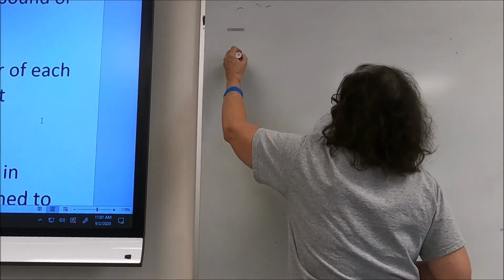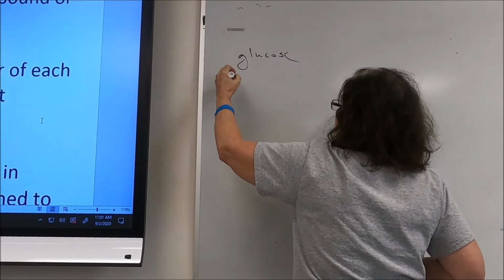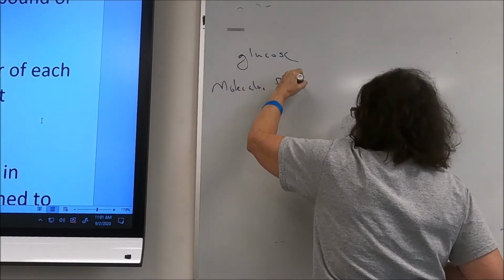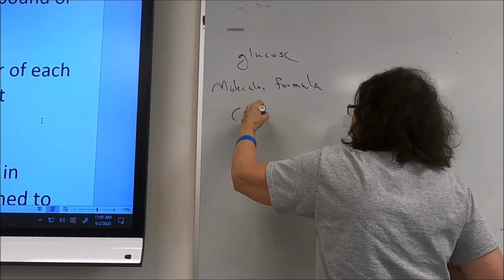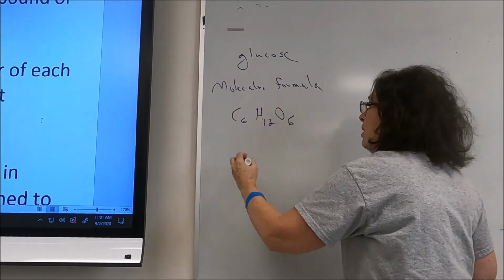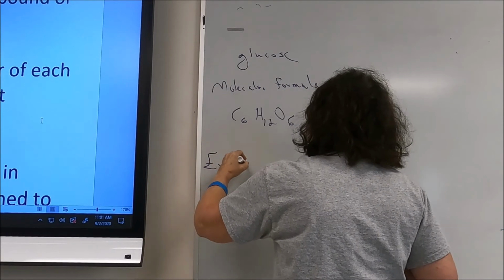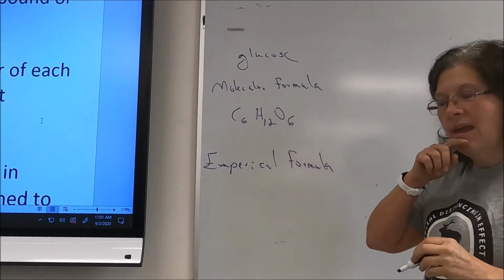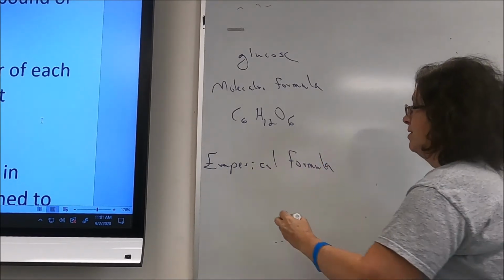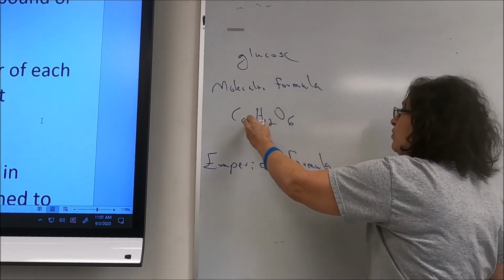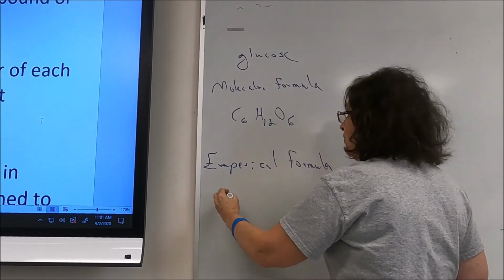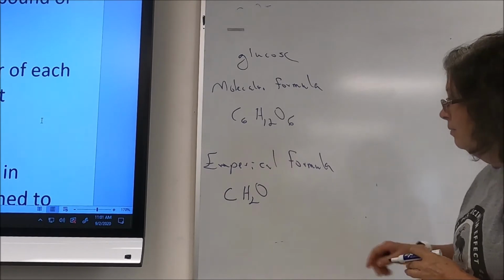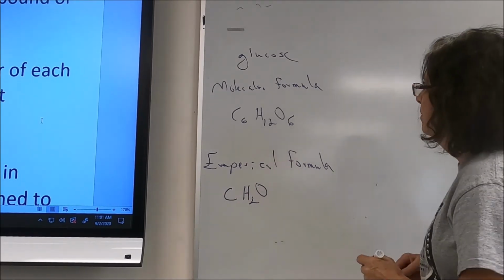I'm going to use glucose. Its molecular formula is C6H12O6. Okay, its empirical formula is just the ratio of the elements. Well, notice that in C6H12O6, all of those subscripts have a common factor of 6. So CH2O would be the empirical formula, the smallest whole number ratios.